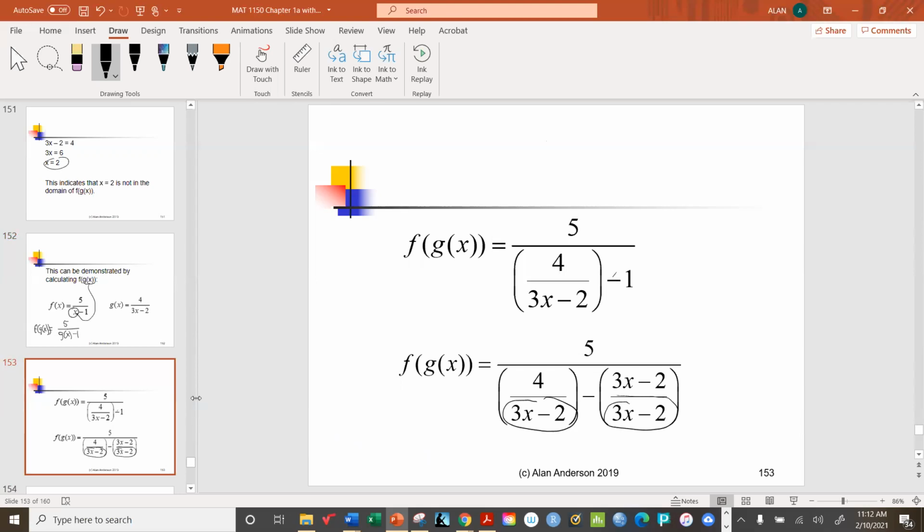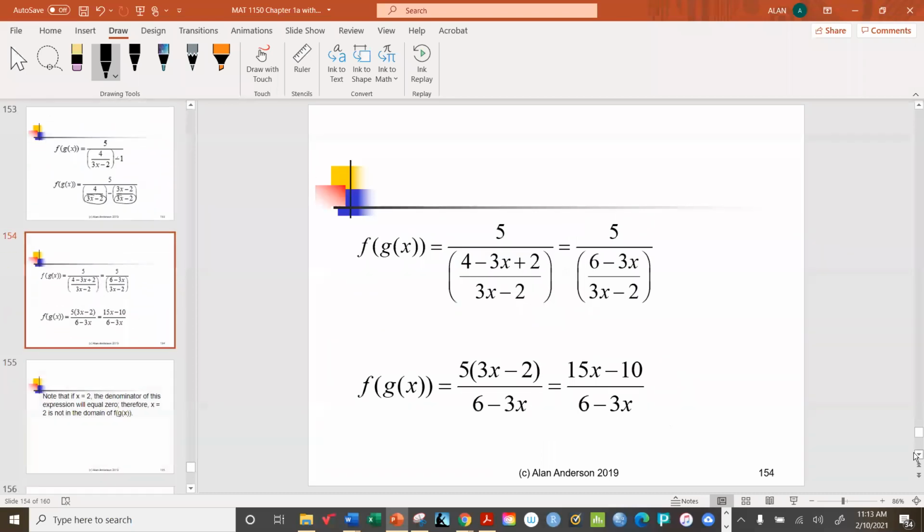All right, I'll give you a minute to catch up. All right, are we ready? So in other words, what I've done here is I've created a common denominator, so we end up with this.